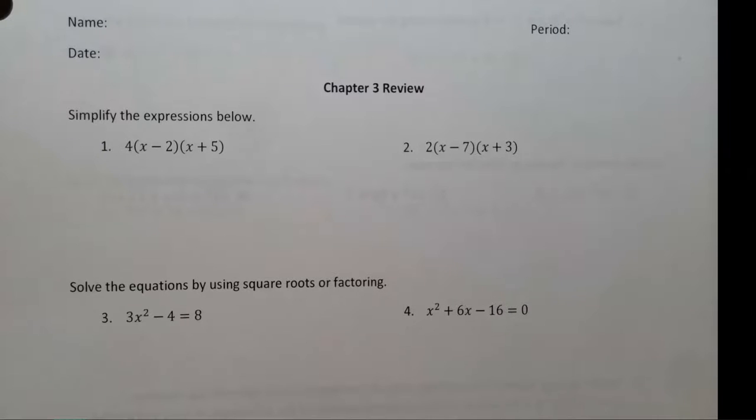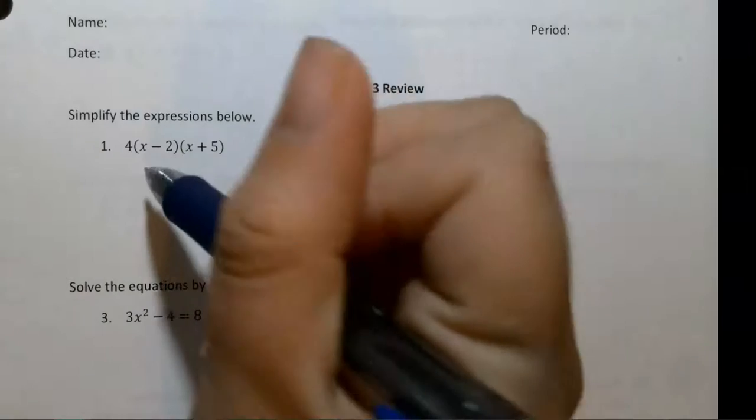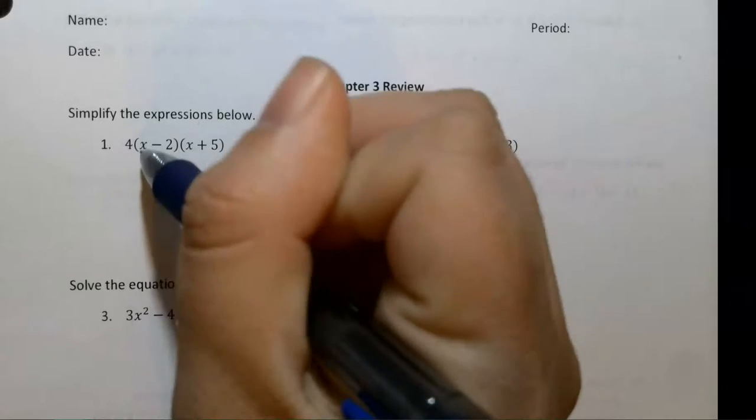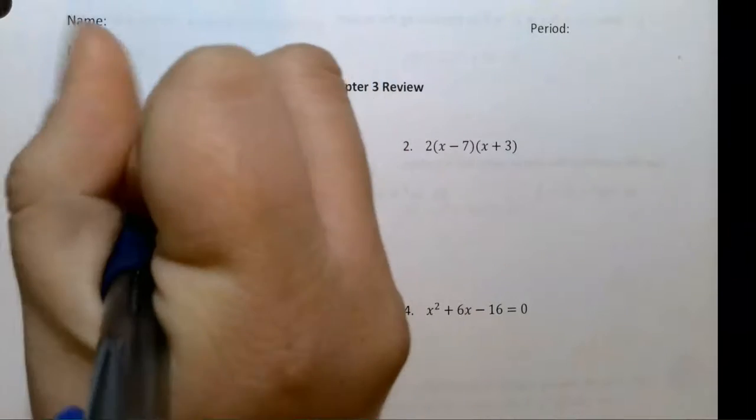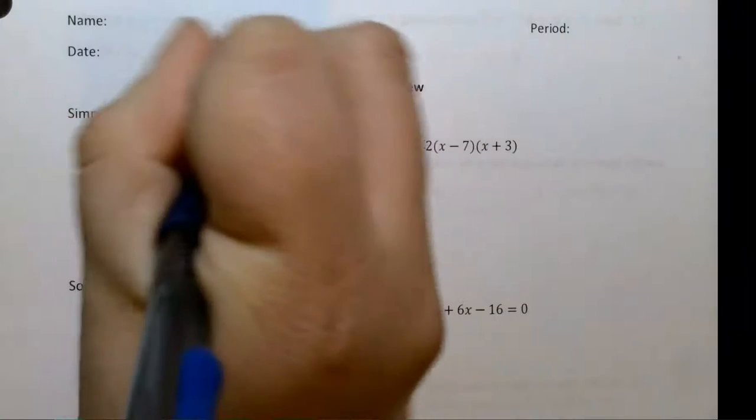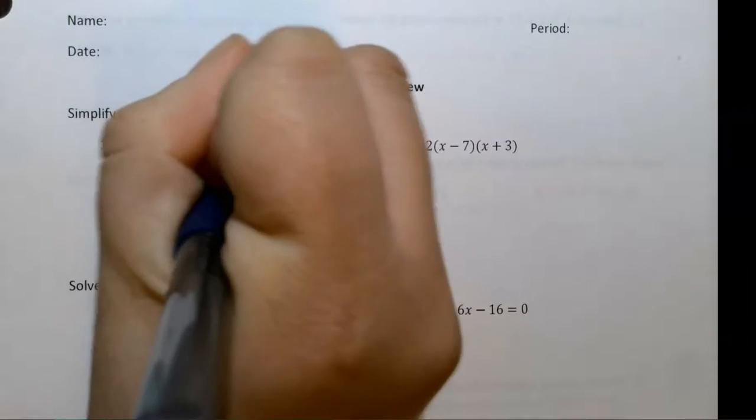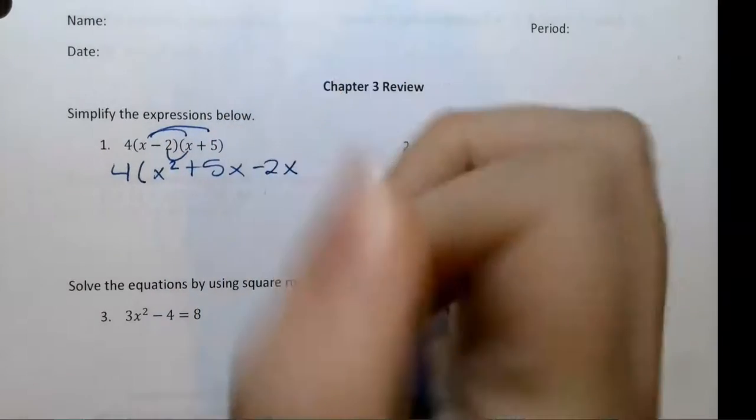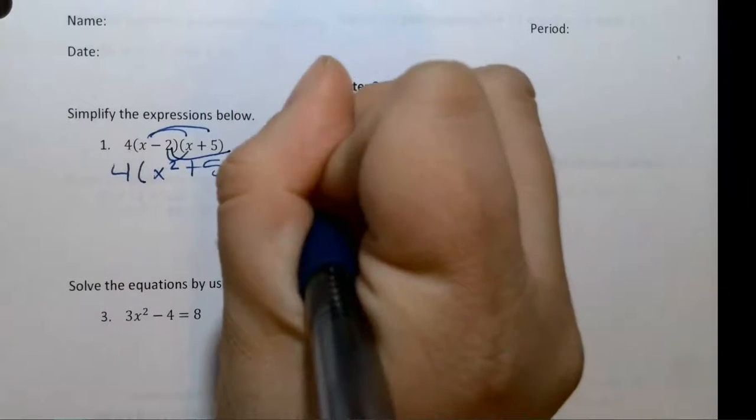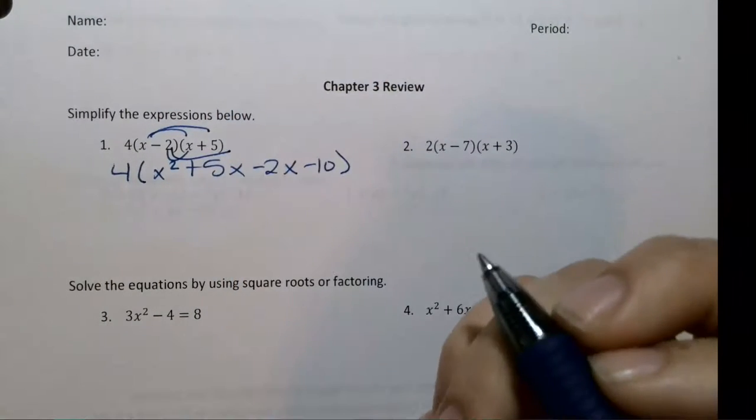All right, so for these ones that want me to simplify the expressions, what I want to do here is FOIL the stuff inside the parentheses, and then I will multiply by that 4 on the outside. So first I'm going to do x times x, which gives me x squared. X times 5, that gives me 5x. Negative 2 times x, that gives me negative 2x. Negative 2 times 5, that gives me negative 10.